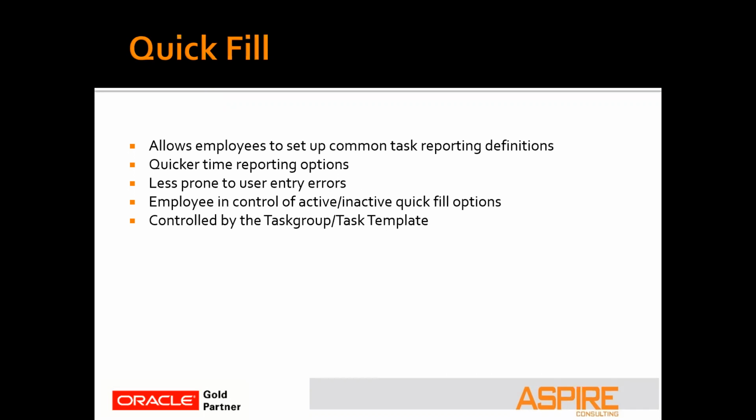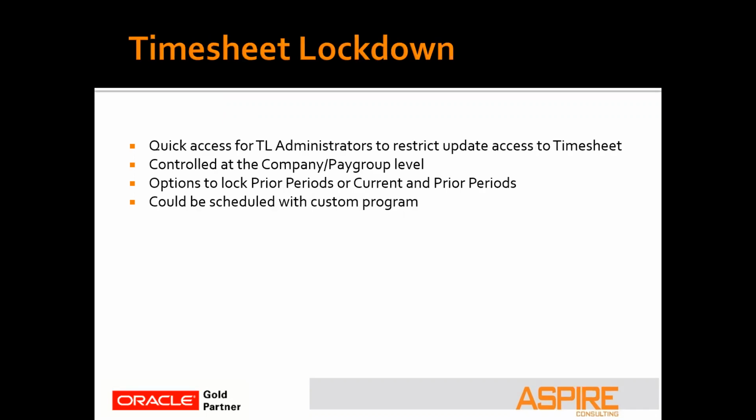If they're going to be repeating the same thing, or maybe 4 or 5 different tasks over and over again, it would be much quicker for them to create these quick fills and be able to pull that from a drop down when they report their time, which we'll see, and see how all the time gets populated. It eliminates a lot of manual user entry error, and it can also be controlled centrally on what can and cannot be quick filled. So we'll see some live version of that here in a little bit.